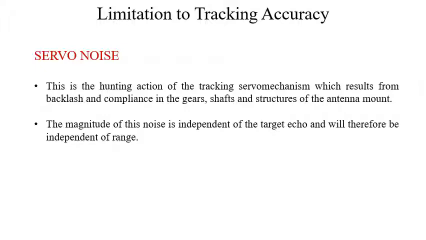Now we will consider some other factors. One of them is the servo noise. This is the hunting action of the tracking servo mechanism, which results from backlash and compliance in the gears, shafts, and structures of the antenna mount. The magnitude of this noise is independent of the target echo and will therefore be independent of range.